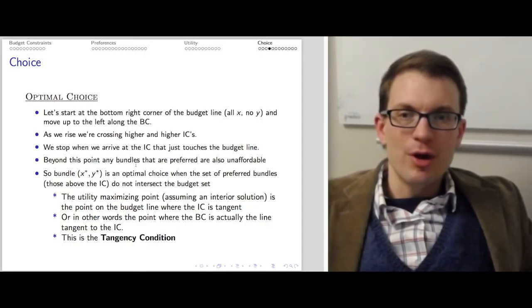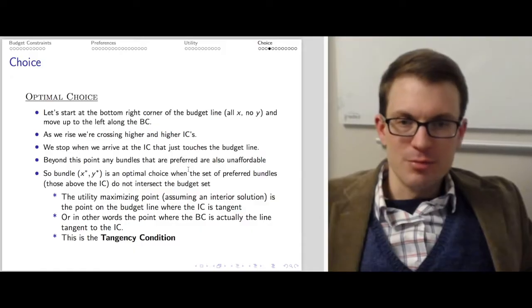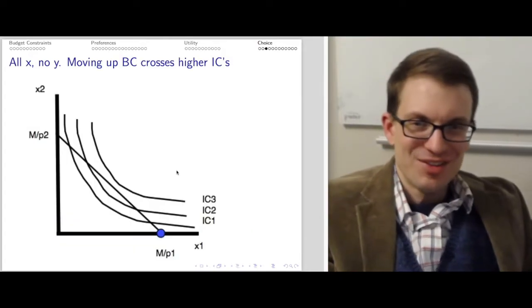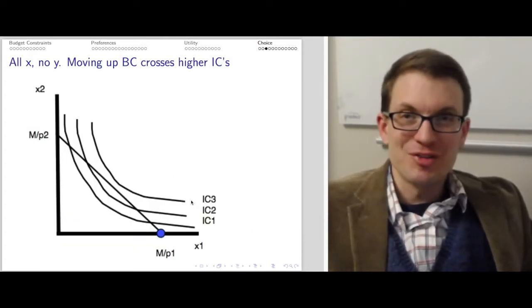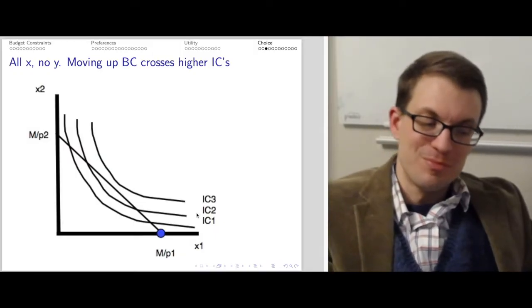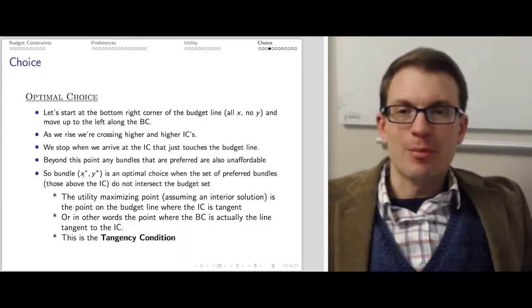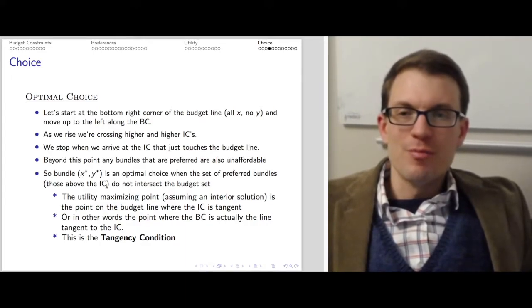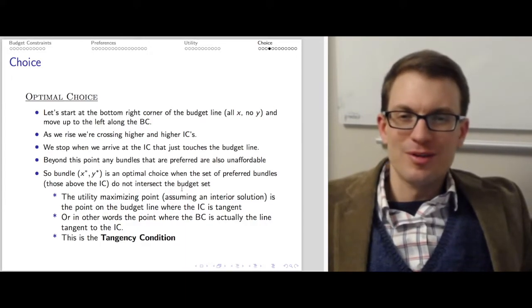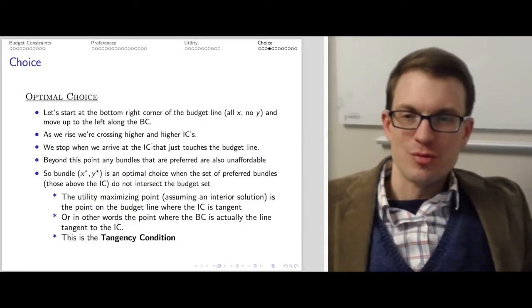Beyond that point, any bundles that are preferred are also going to be unaffordable, right? So yes, I like the bundles that are on indifference curve 3 better than indifference curve 2, but I can't afford them. So the bundle is an optimal choice when the set of preferred bundles does not intersect the budget set. I should have rewritten this better.